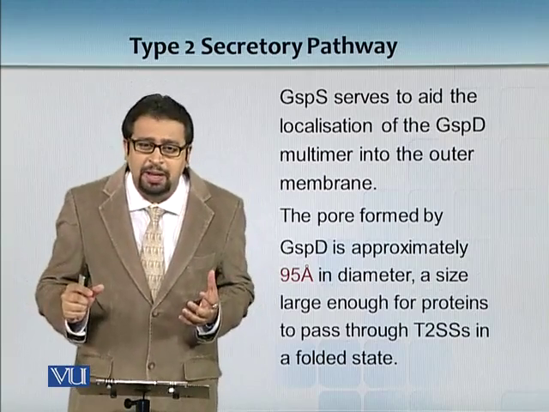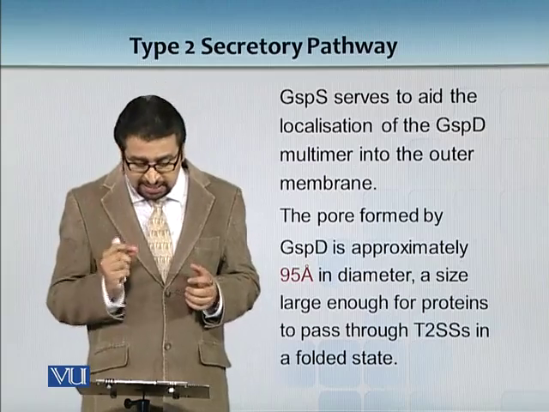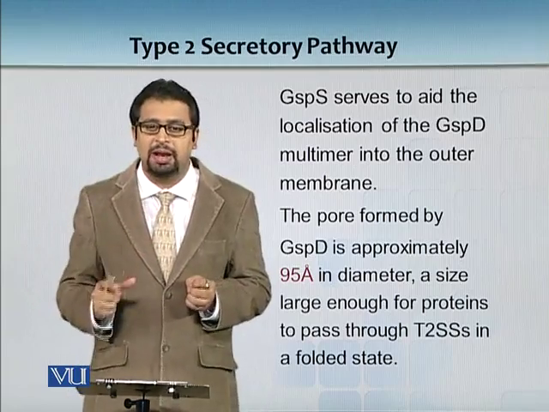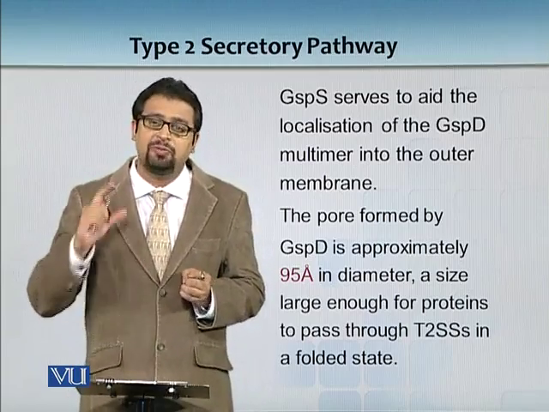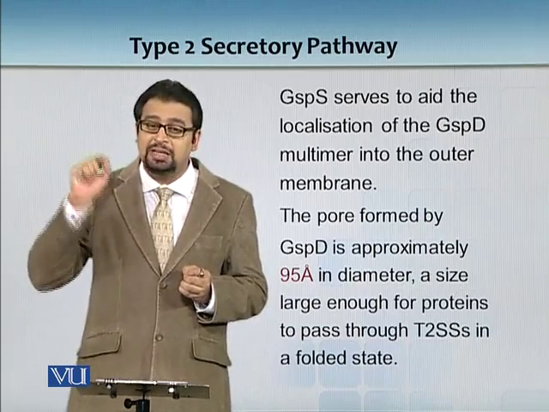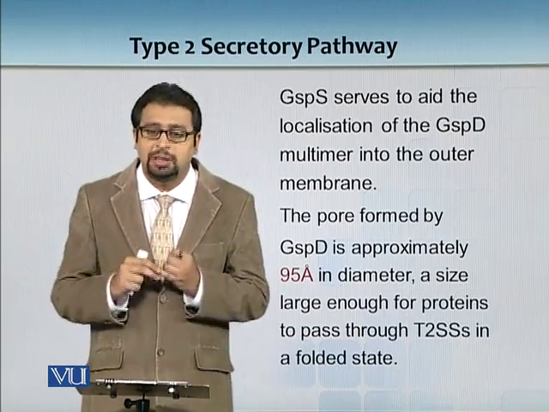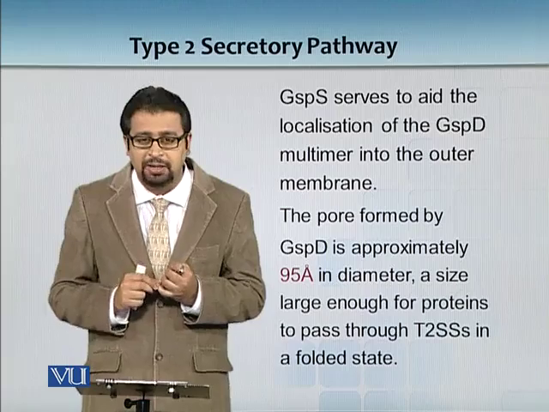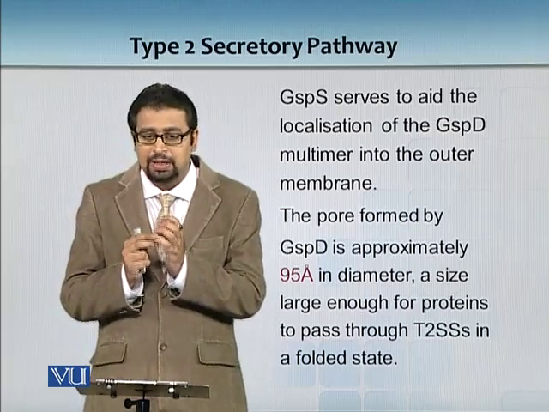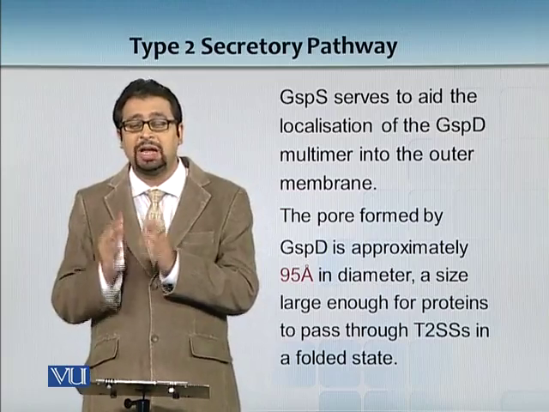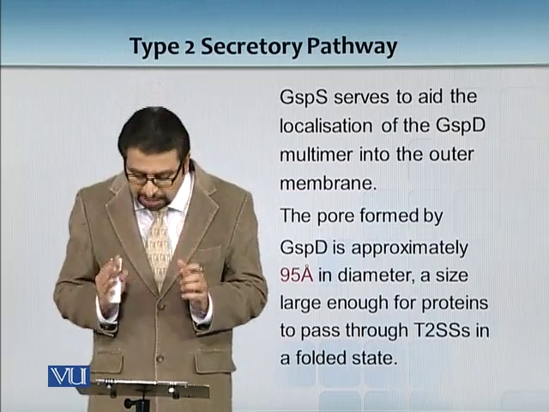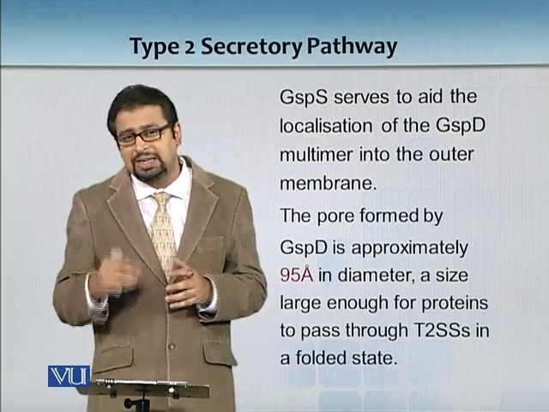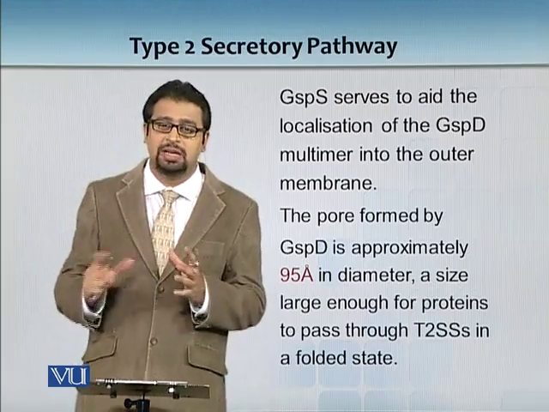But why did I tell you this whole story? The benefit is that when you look at the size of the protein you are expressing, you have to give the right signal for the right secretory pathway. Because in type 2 secretory pathway, the pore formed by GSPD is approximately 95 angstroms in diameter. It's a huge pore. 95 angstrom means 9.5 nanometer, so you have around a 10 nanometer pore. If the pore size is smaller than this, your protein cannot go through. So you have to select on that basis.